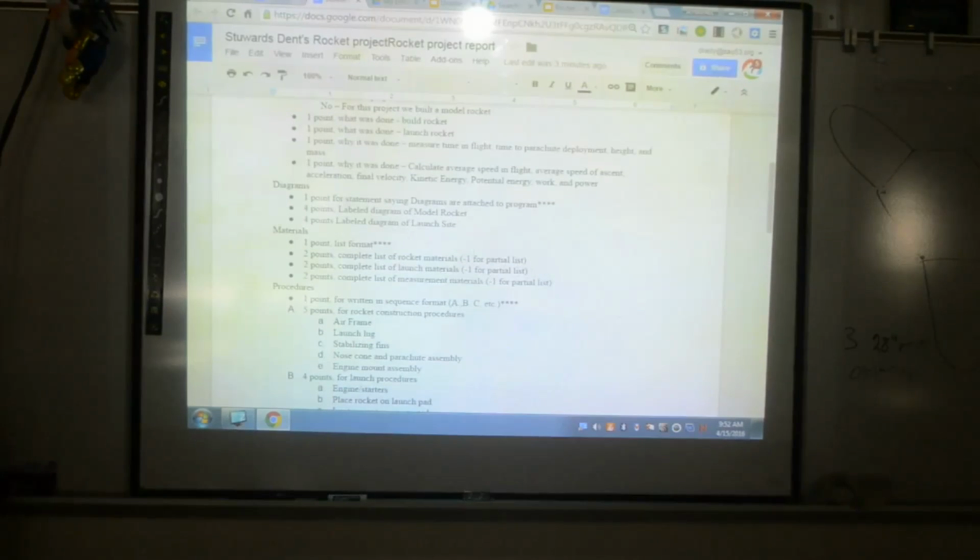Next, you're going to have a subtitle, diagrams. This is a very simple section because in the text part of your report, you are simply going to write under diagrams, see attached diagrams. And when you've finished your report, you will attach the two diagrams which you drew in class during the past couple of weeks. You'll attach the diagram of the model rocket and the diagram of the launch site.